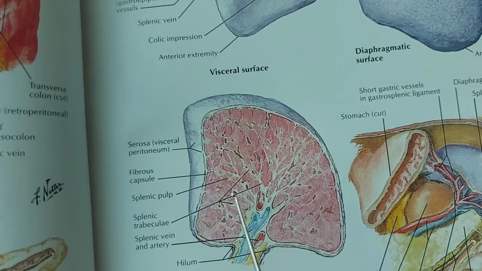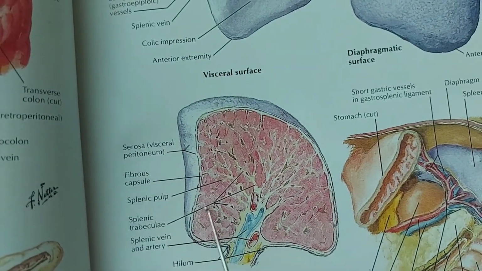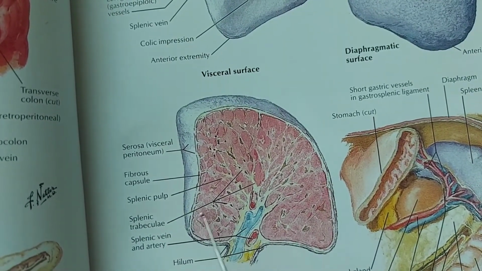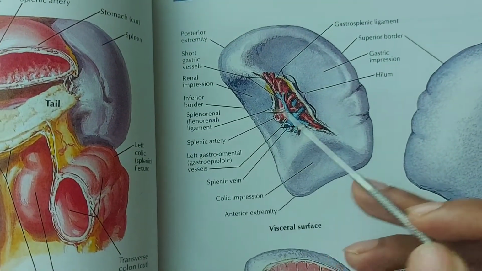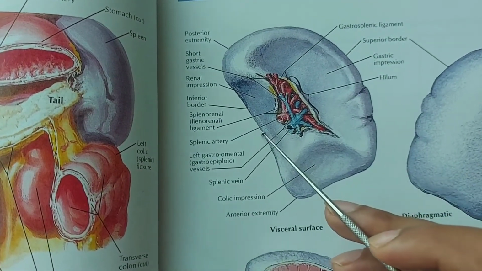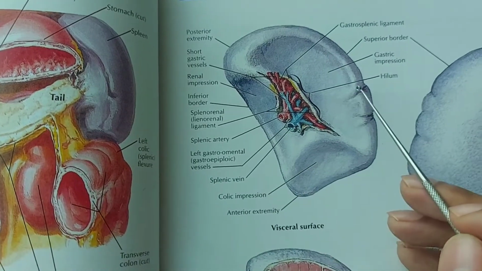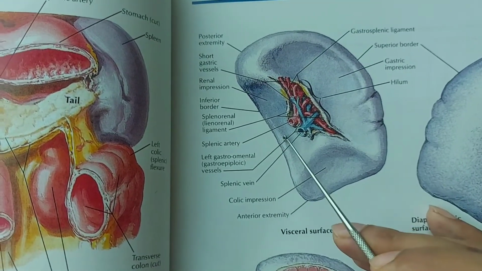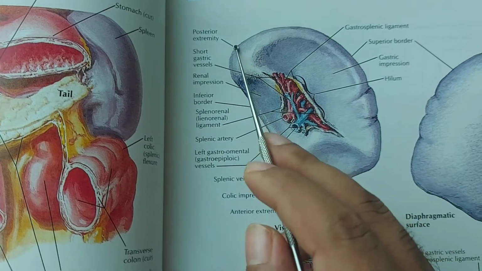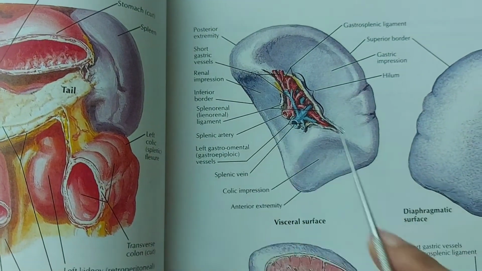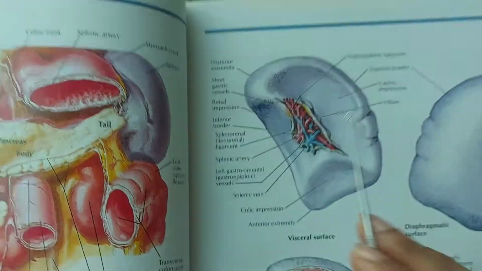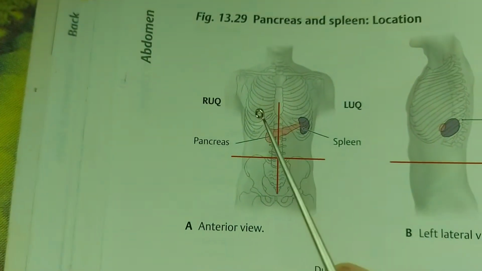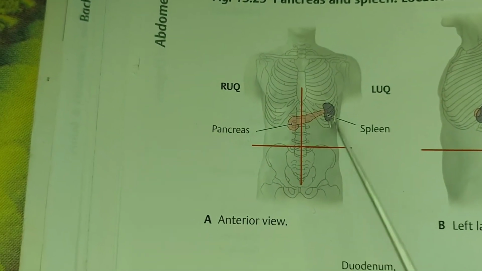Here you see this is the thickness of the spleen, and this thickness of the spleen is 1 inch, and here is the breadth of the spleen. The spleen is 3 inches in width, and it is 5 inches in its length, and it has a weight of 7 ounces, and it is related with 9 to 11 ribs.